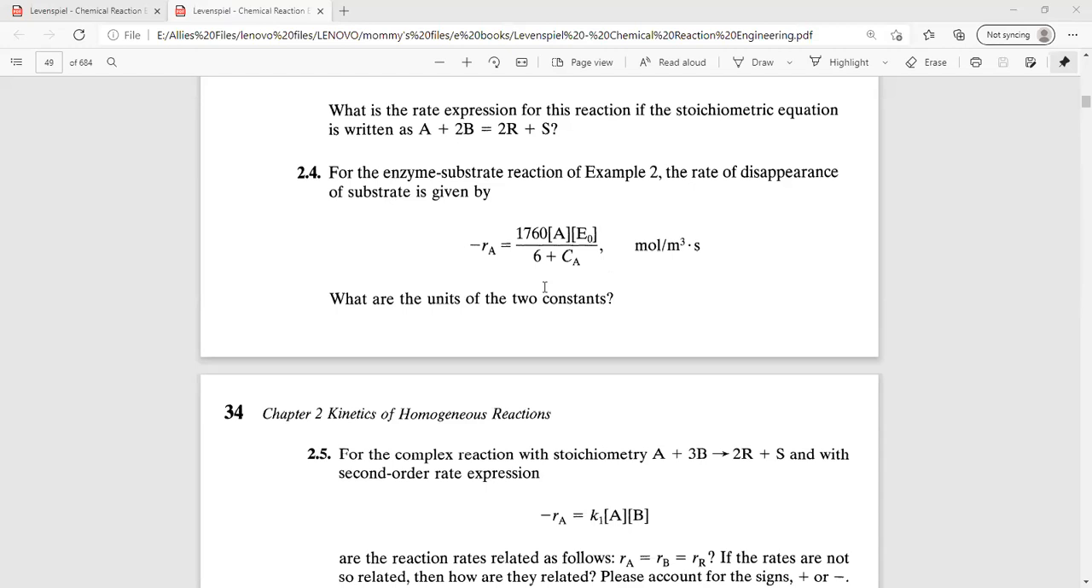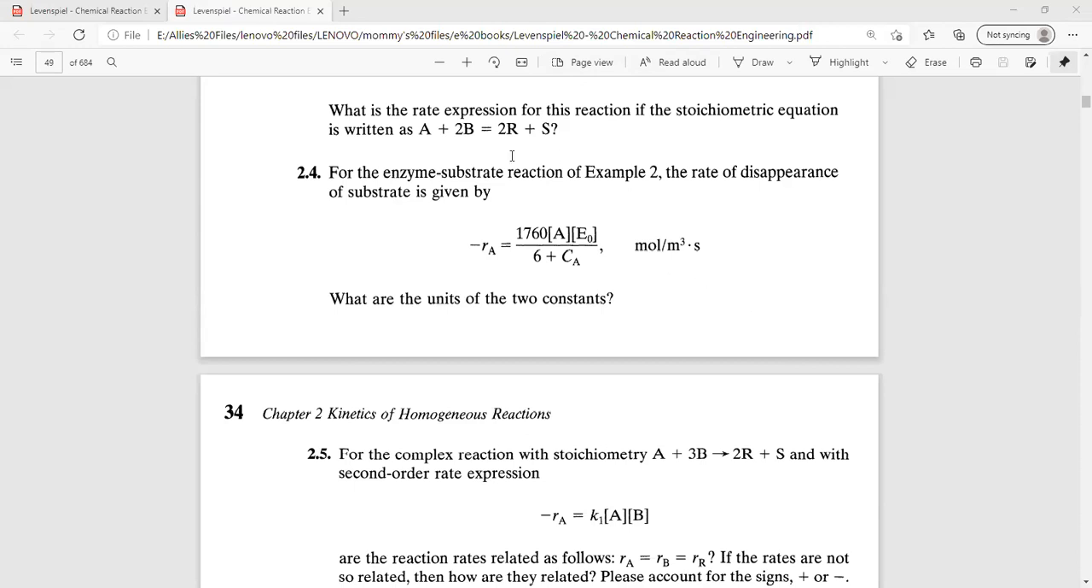Yes, miss. Okay, so you agree that it's mole per cubic meter for the 6 and 1760 is per second. So Renzo agrees with Socrates. So we'll have another one. Maybe Raymond, do you agree, Raymond, that your unit for 1760 is per second? The unit for 6 is mole per cubic meter. Yes, miss. I agree, miss.